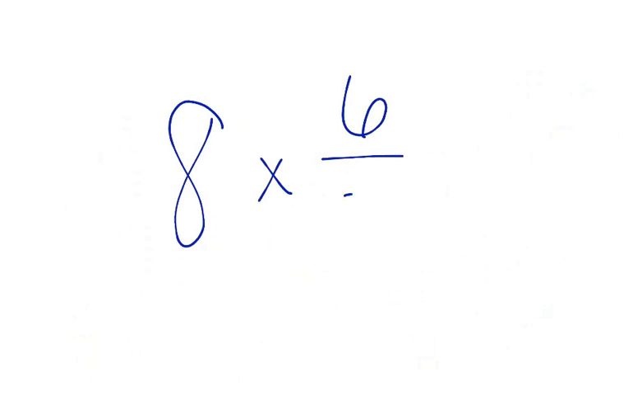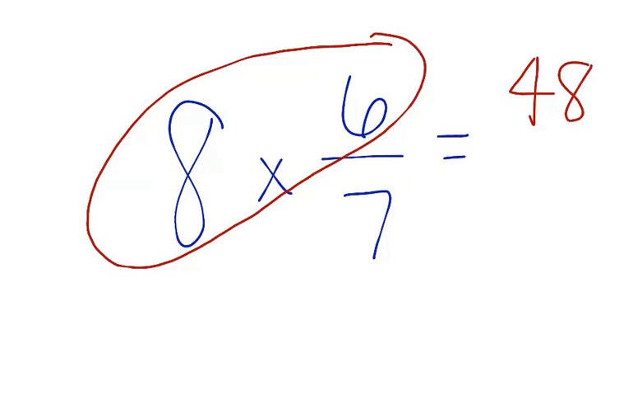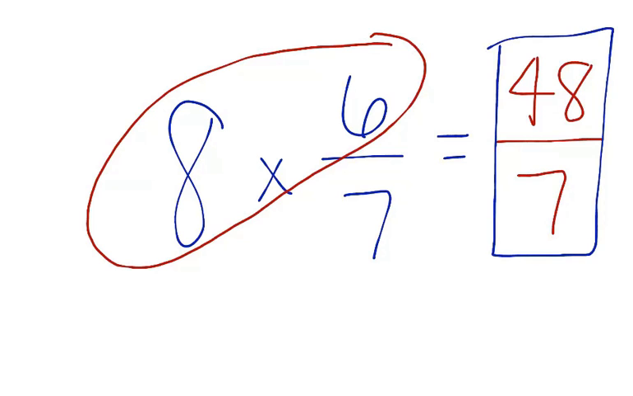Let's try another example. I'm going to do 8 times 6/7. Okay? First step, multiply the whole number and the numerator. 6 times 8 is 48. And then your denominator always stays the same. Now on this one we have a bit of a problem. If you notice, our answer is actually an improper fraction. And whenever you have an improper fraction, you usually want to change that to a mixed number. A lot of times you'll see a mixed number in your answer choices instead of the improper fraction.